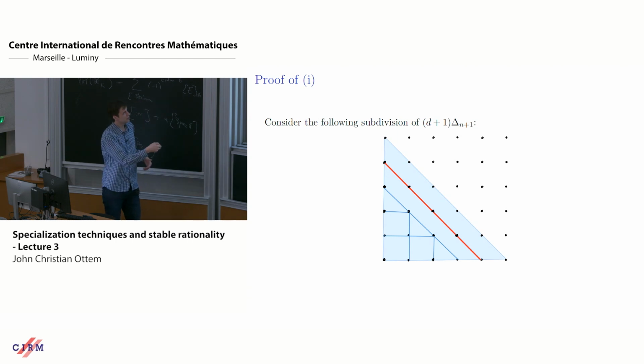So if you have the n plus 1 simplex, you can always fit a smaller simplex in like this. And then we can subdivide the rest into smaller polytopes like this. So the point is that there's some sort of induction that happens here. The input is that we know that this is irrational. That's why it's red. And we want to conclude that the whole thing is irrational.